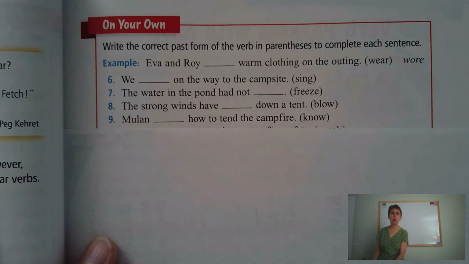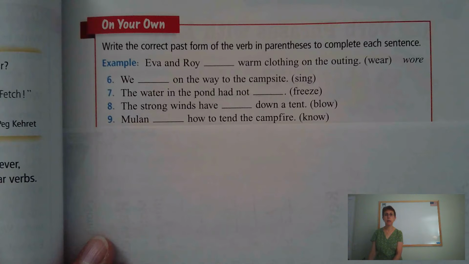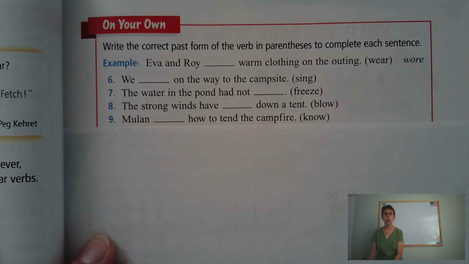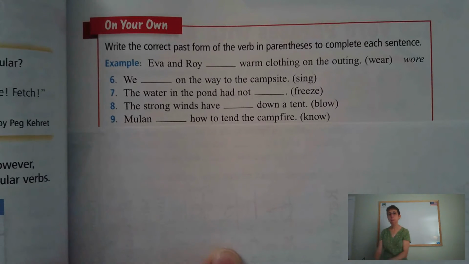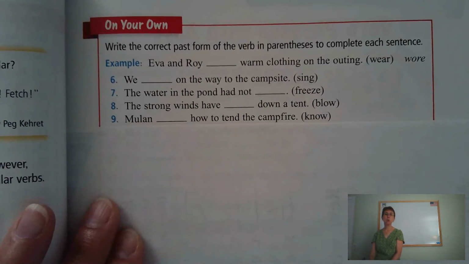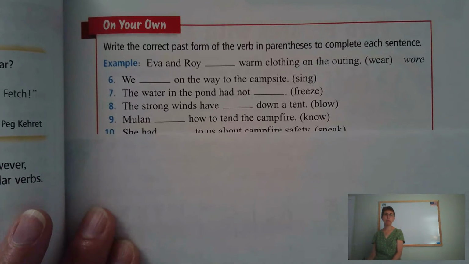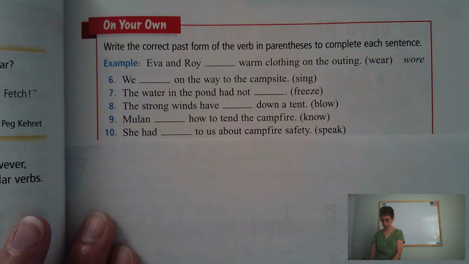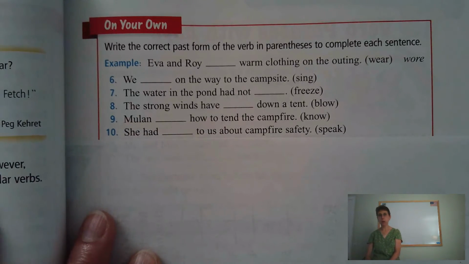Number 9, Mulan blank how to tend the campfire. You have "know" there. You're using the past without a helper, so Mulan knew how to tend the campfire. And number 10, she had blank to us about campfire safety.